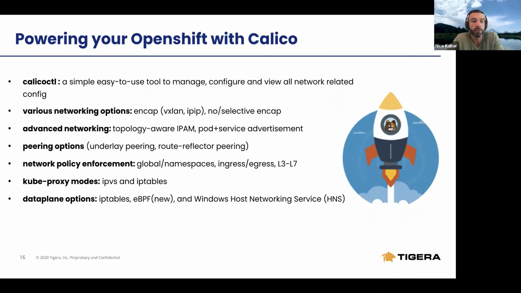In terms of network security and network policy enforcement, Calico can enforce both Kubernetes network policies as well as what we call Calico network policies, which have advanced capabilities like global-based policies, ingress and egress policies, DNS-based policies, and even layer 3 through layer 7 identity-based integration with Istio and Envoy.